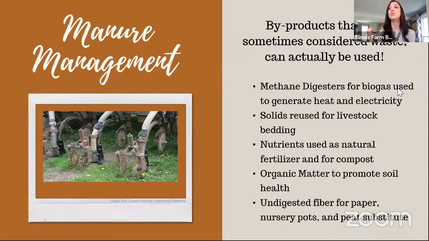It's nothing, but we could do so many things with it. So the first thing is having methane digesters, and for biogas, and that could be another way to generate heat and electricity. So when we're trying to think of renewable resources, poop is one of them. Manure is one of them, because it's got a lot of methane emissions, and we can capture those emissions and break them down into a gas that we can use to generate heat and electricity.